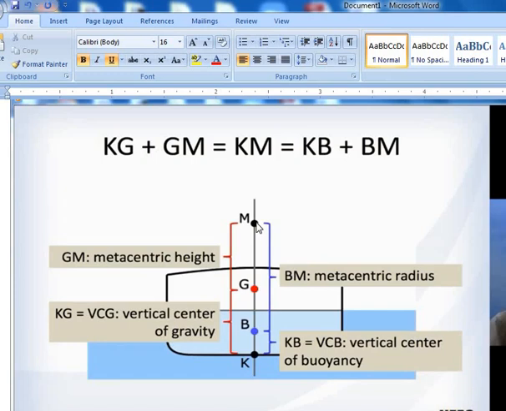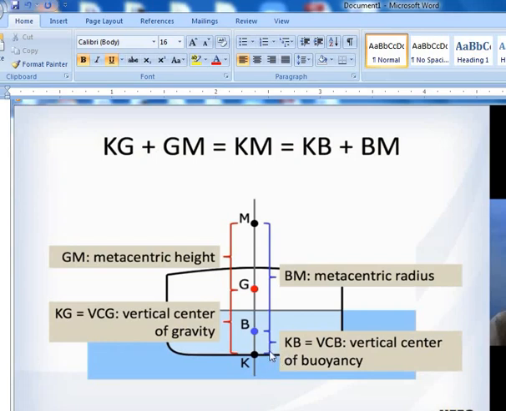The M is considered to be something like an imaginary point where the vessel is assumed to have its focus point. That's the pendulum point of it. So if you look at it very carefully, the metacentric height is the GM, but the M is called the metacenter. So the metacentric height is this, and now we have the KG. From here to here is the vertical center of gravity, VCG.